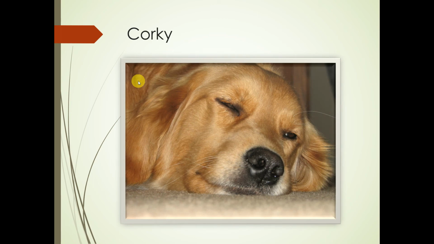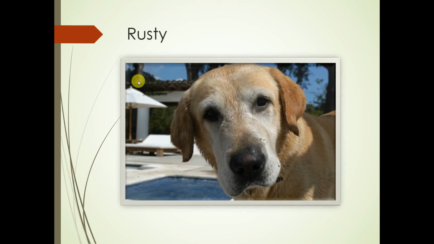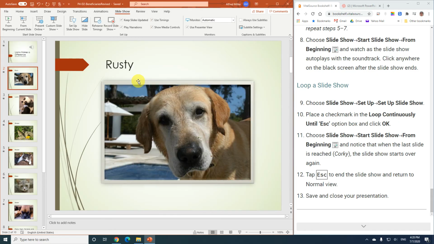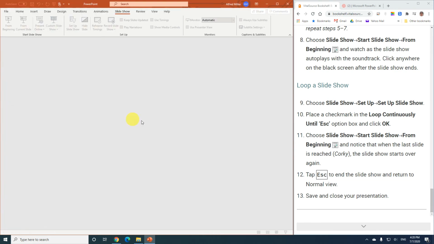And I'm going to wait, all by itself. After around 7 or so seconds, it starts the slideshow over again. That's what they wanted you to see with loop continuously until somebody presses Escape. I'm going to press the Escape key and exit the show. It says to save and close the presentation, so I can save, and do File, Close.